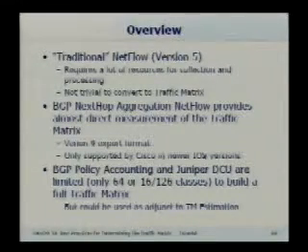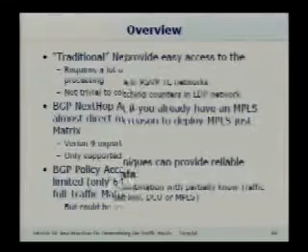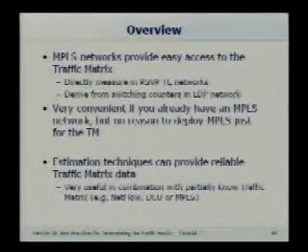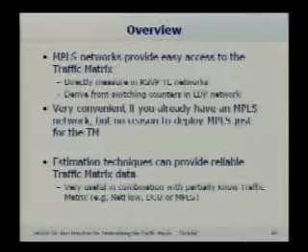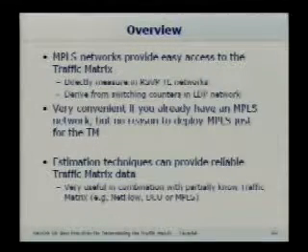BGP Policy Accounting and DCU are very simple to use and very effective, especially with the later JUNOS releases where you have 126 classes for DCU. I think you can cover most of your traffic using that method. For MPLS, people running a full mesh of traffic engineering tunnels already know that you get good statistics from them. People who don't run it are not going to run MPLS-TE just for that purpose.